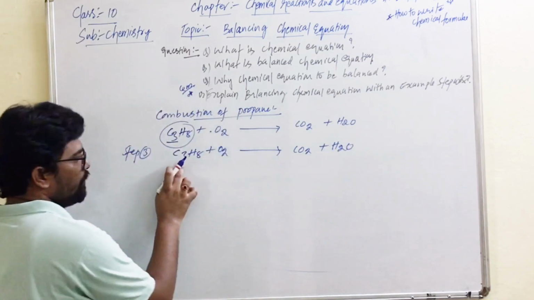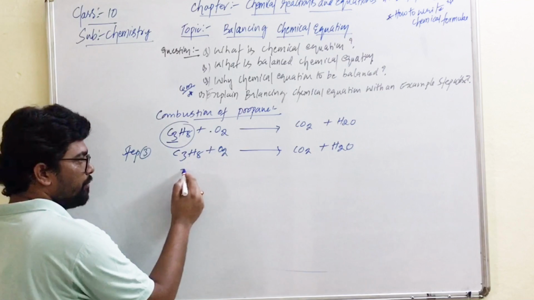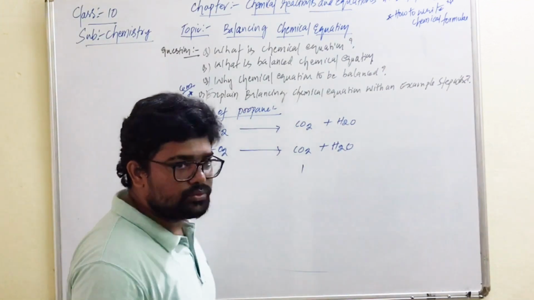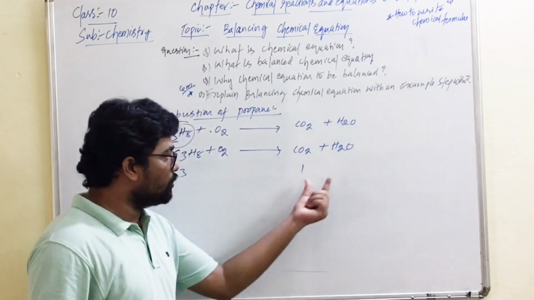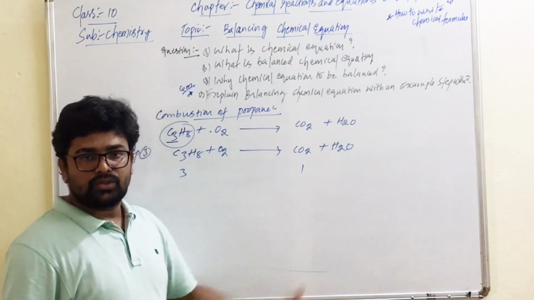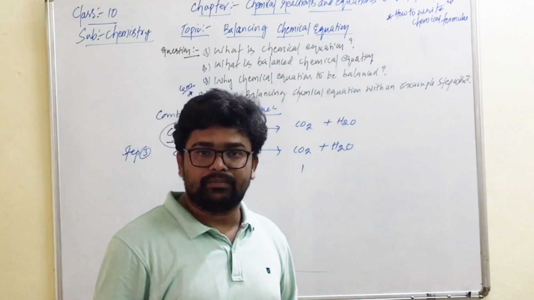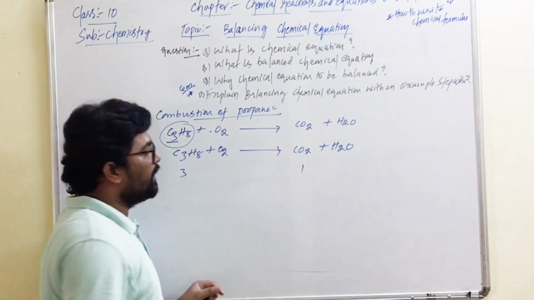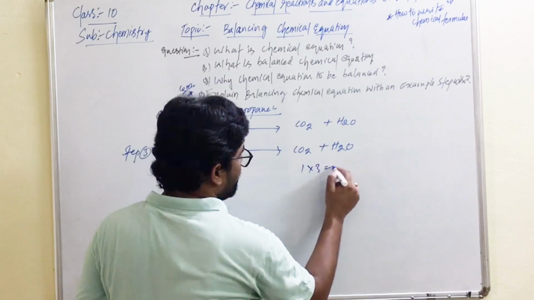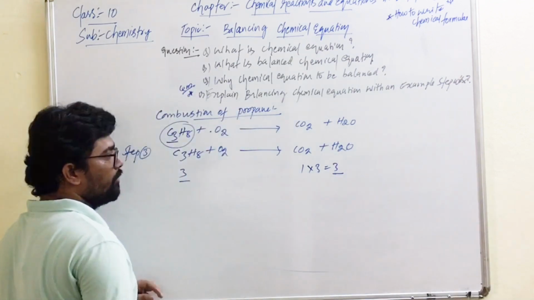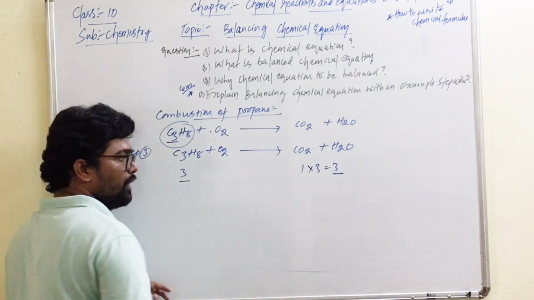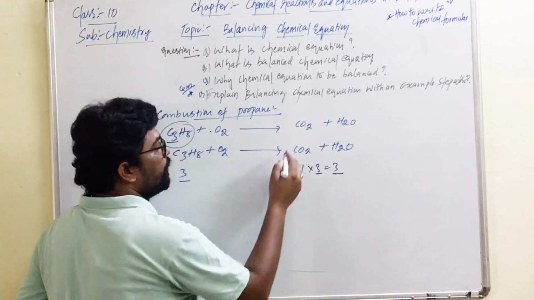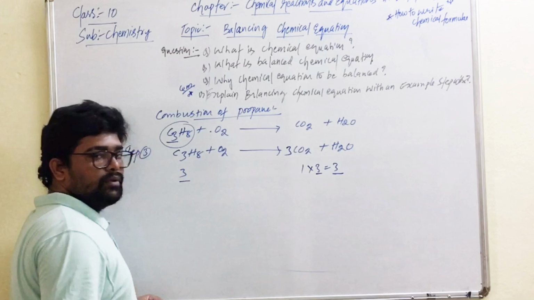Right. So the number of carbons on the left hand side is 3, but on the right hand side it is 1. So what I need to do is balance the right hand side. Multiply with a suitable number so that it becomes equal on both sides. If I multiply this 1 with 3, I will get 3 atoms on both sides. So place this number as a coefficient before CO2, right?